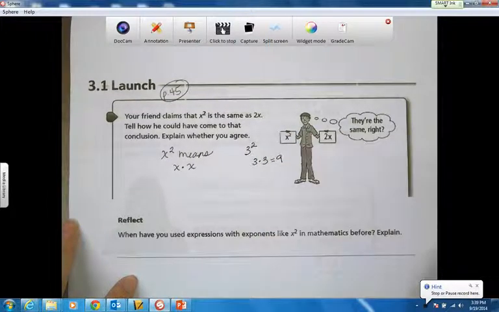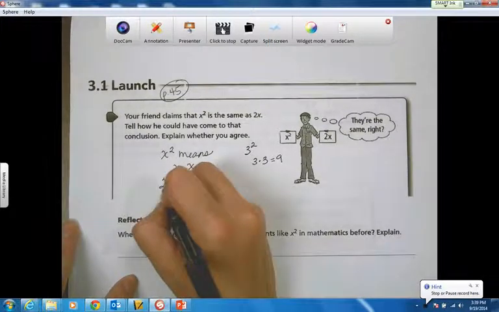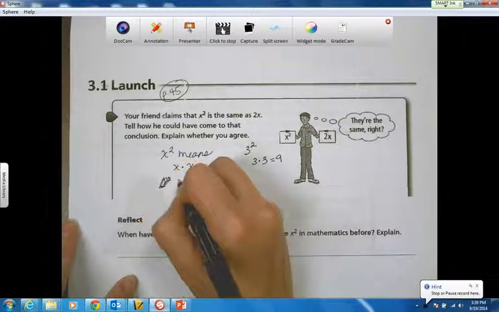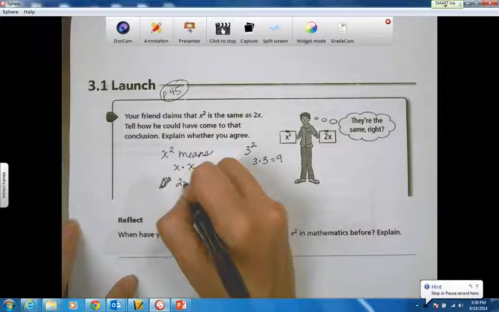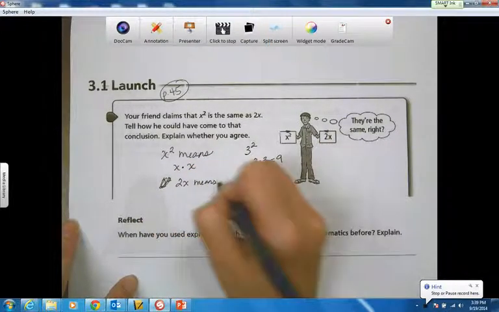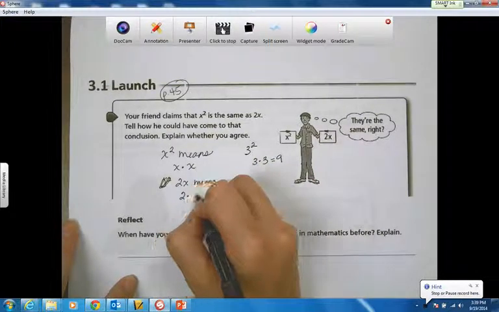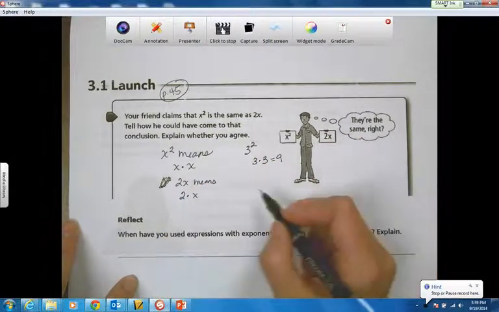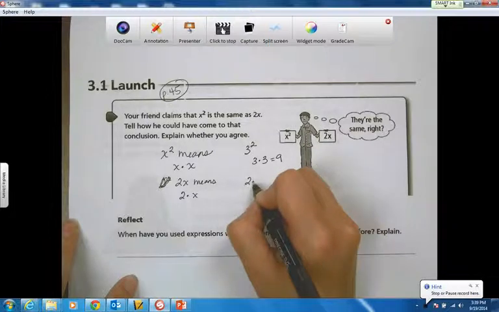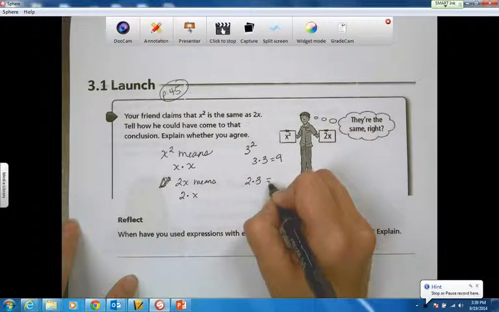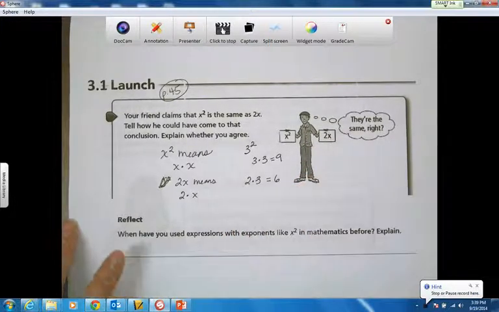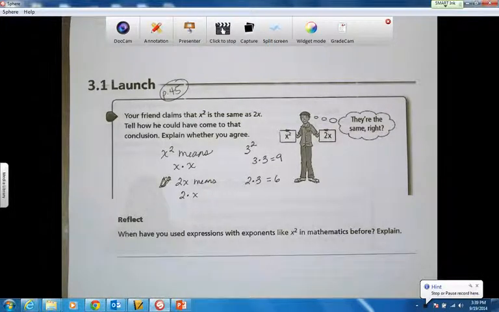The other one says 2x. If I write 2x, what that really means is 2 times a number. So if I have 2 times 3, that would be 6. So those two are very different. They do not mean the same thing at all. And what we're going to look at in topic 3 is a lot of this stuff with exponents.